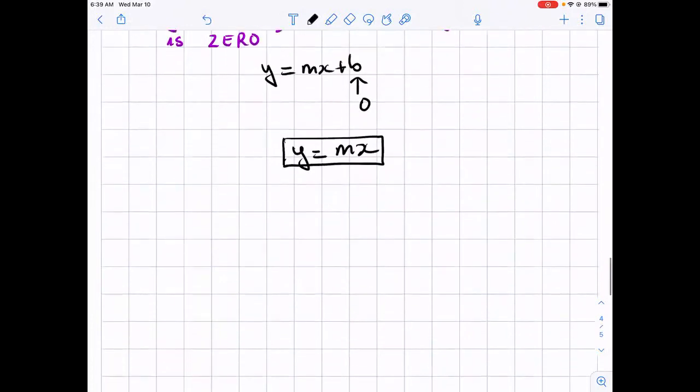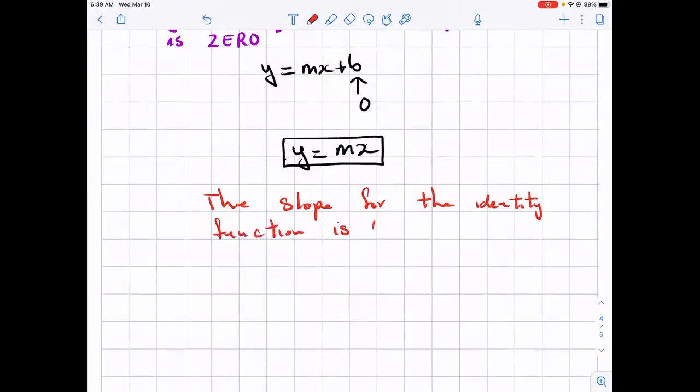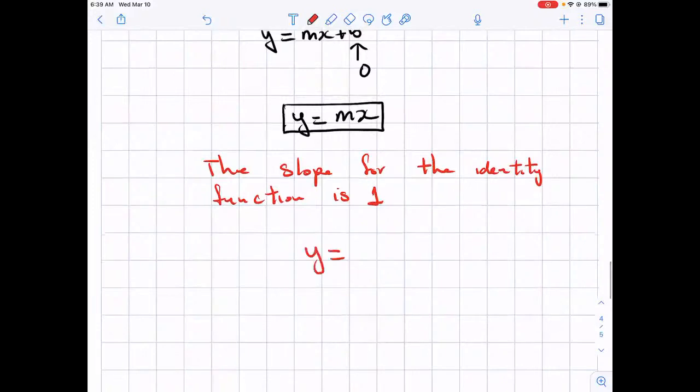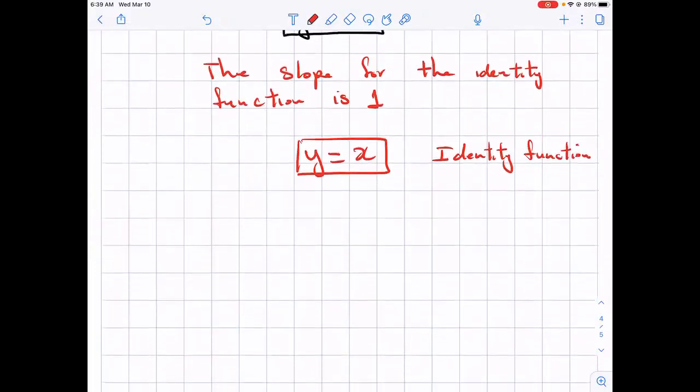Now for the identity function, the slope is 1. So that means y equals x is what we have, the identity function. Makes sense, right? Identity, it's identical. If x is 1, y is 1, if x is 2, y is 2, and so forth. So it's identical values.